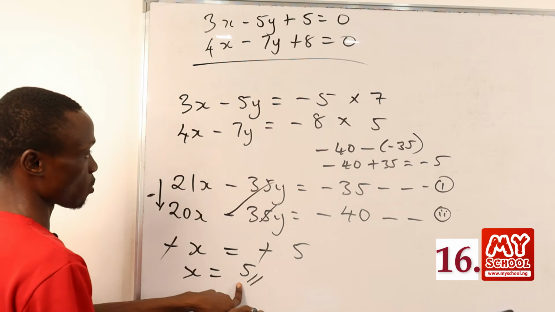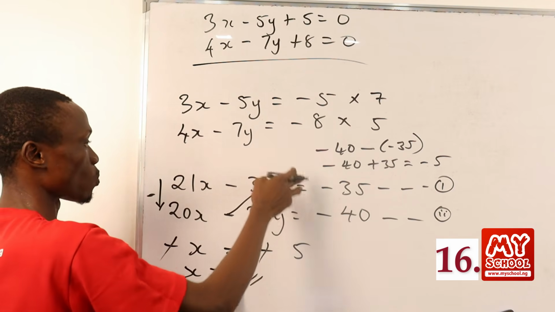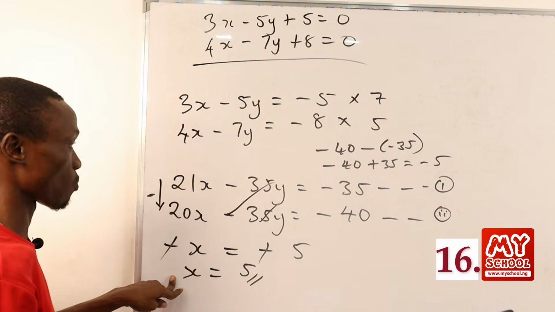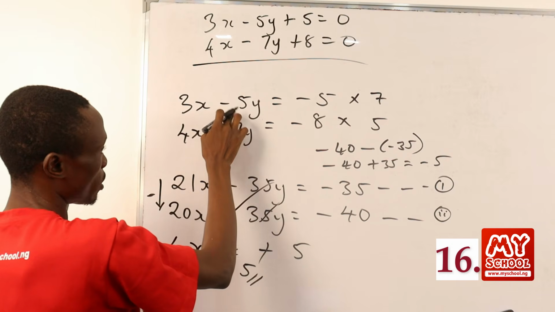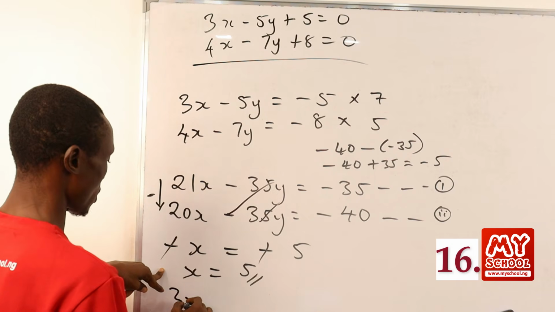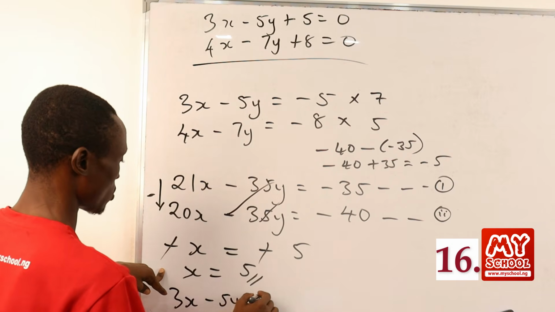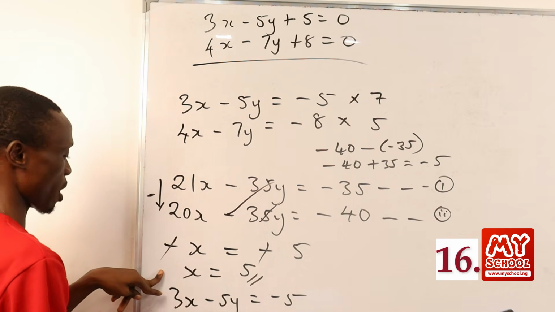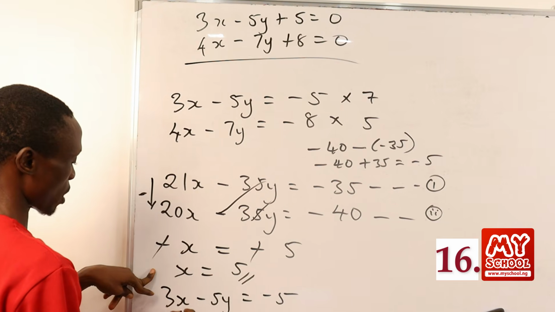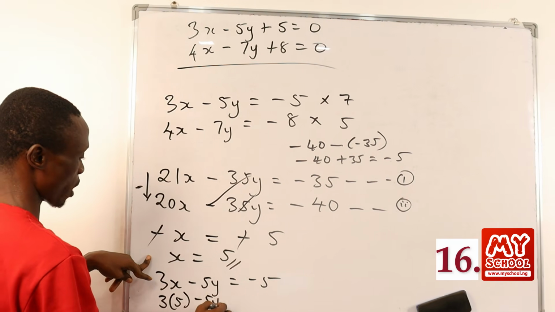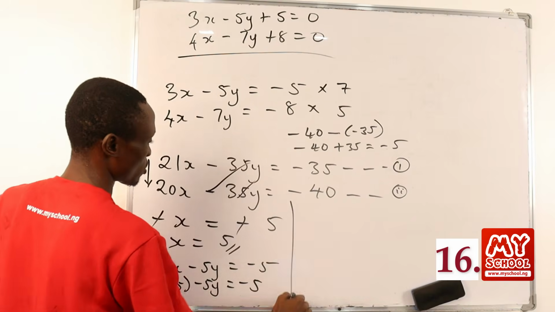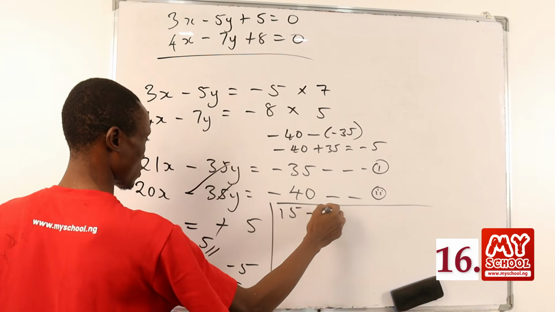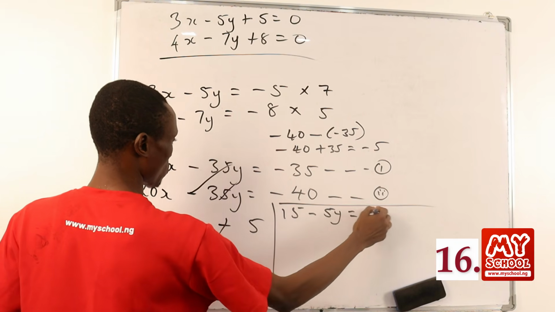Now that we know the value of x, we can put it in any of the equations, whether here or even here, to get the value of y. So let's use this, which is 3x minus 5y is equals to minus 5. So anywhere we see x here, we replace it with 5. So here we'll be having 3 bracket 5 minus 5y is equals to minus 5. Let's continue from here. Then we'll be having 15 minus 5y is equals to minus 5.